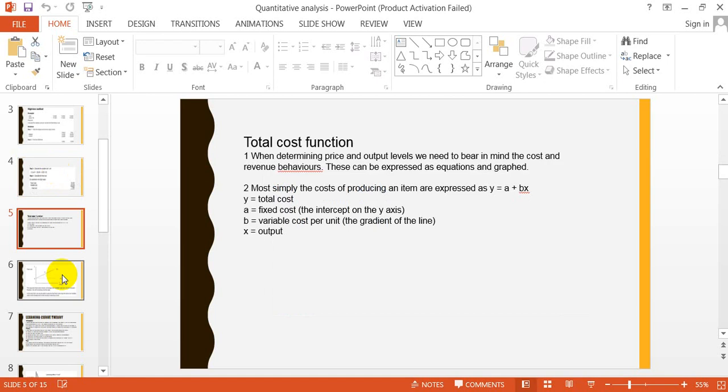So that's how we use the high-low method. You need to memorize this formula I've given you. It's called the total cost function formula. Total cost equals fixed cost plus variable cost times output.